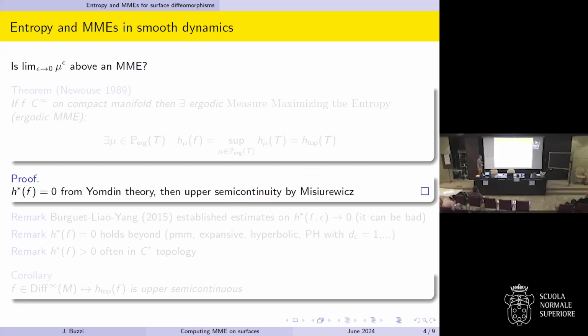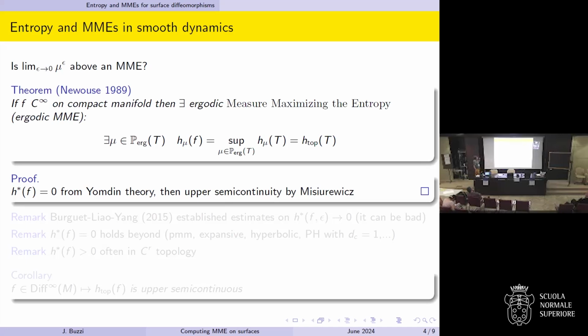You don't know that you can let epsilon go to 0. I should say MME means measure of maximal entropy. It's just that it's long. So can you take the limit? Can you get a measure with exactly the full entropy? For now we leave topological dynamics and go into smooth dynamics, and there is this theorem by Newhouse that tells you that if you have C infinity regularity, then yes, you have a measure that achieves this supremum.